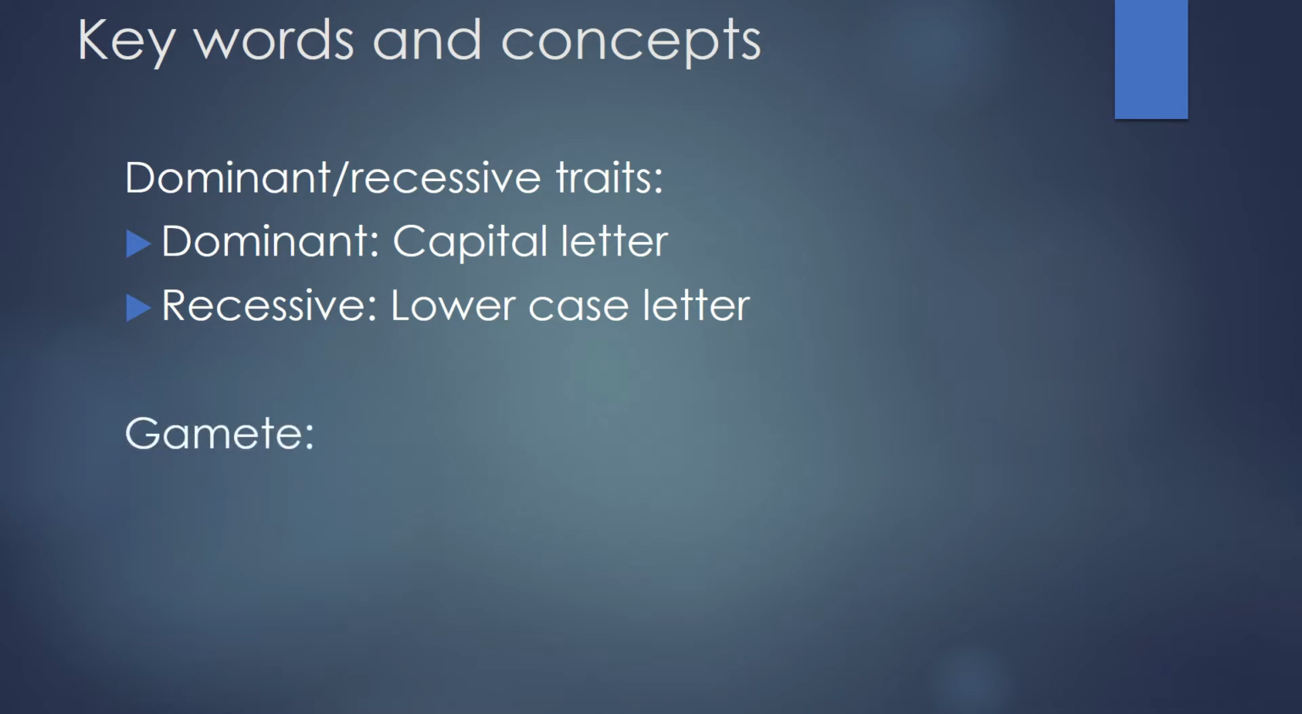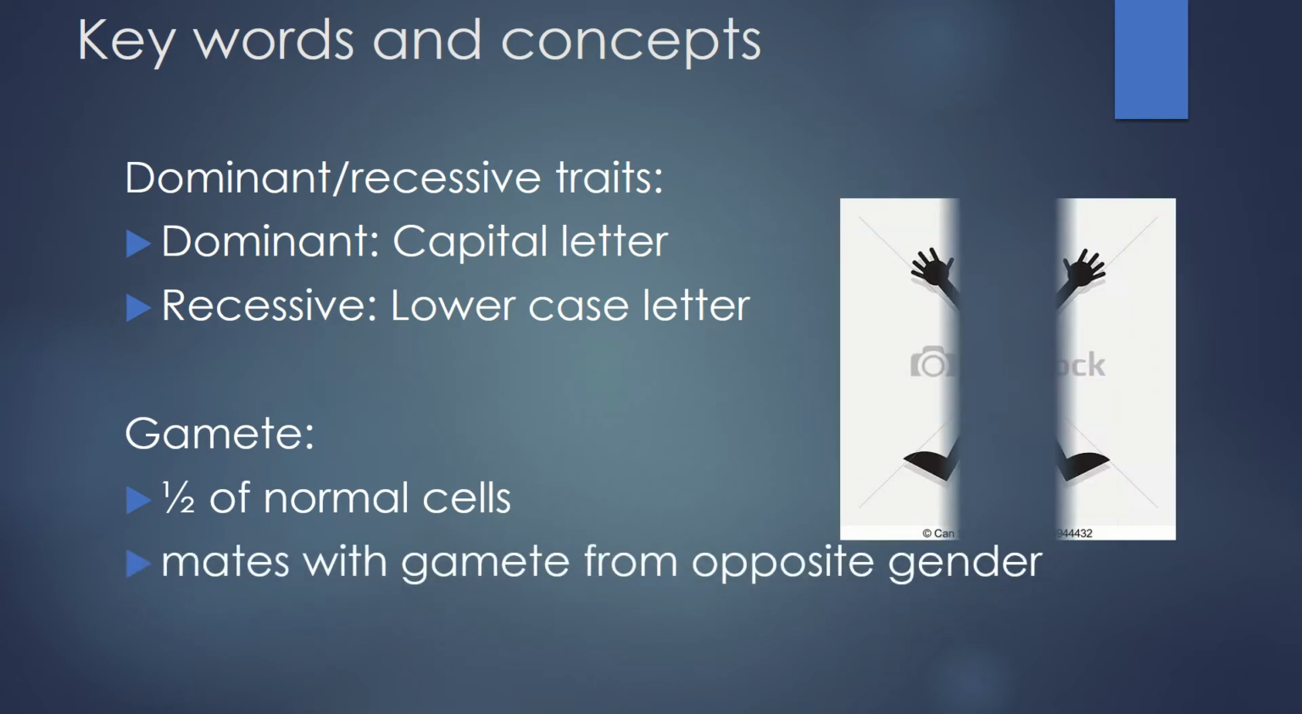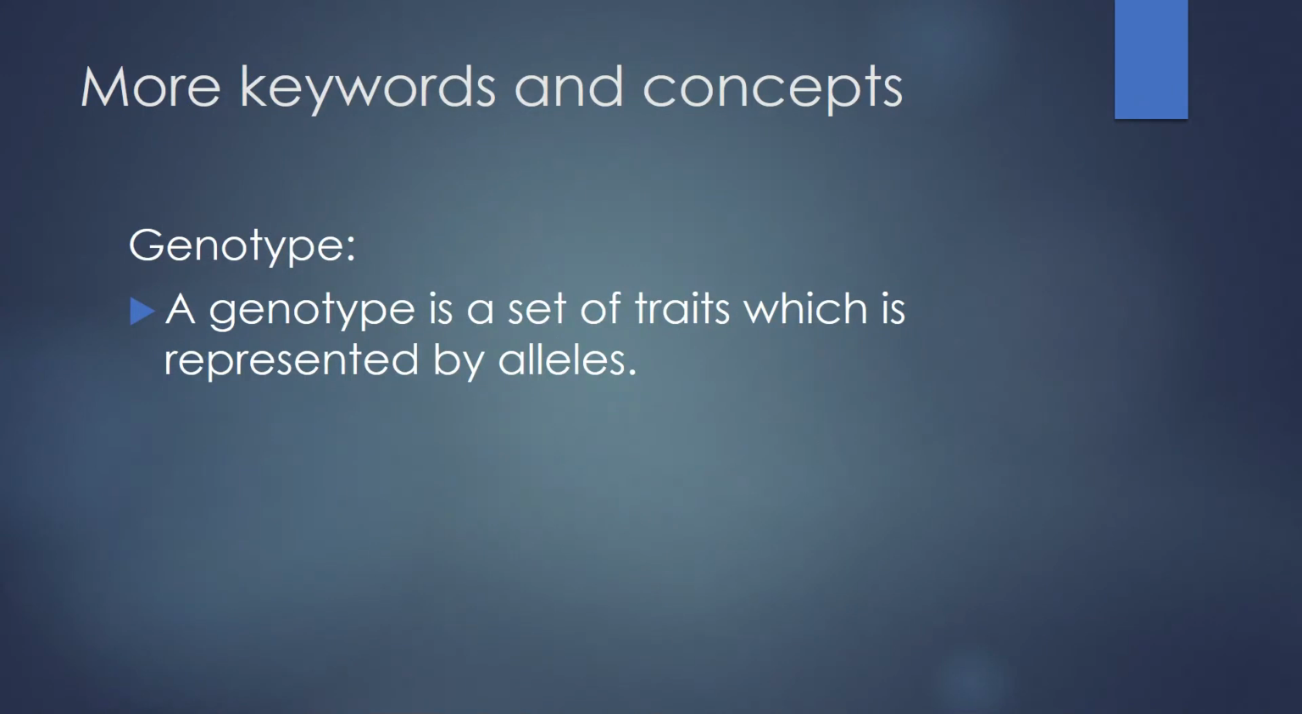Gametes. A gamete is a cell that carries half the amount of chromosomes as a normal cell. It mates with the gamete of the cell of the opposite gender to create a zygote, which is a fertilized egg carrying 46 chromosomes. Another keyword, a genotype. A genotype is a set of traits which is represented by alleles. We will talk more about this later.